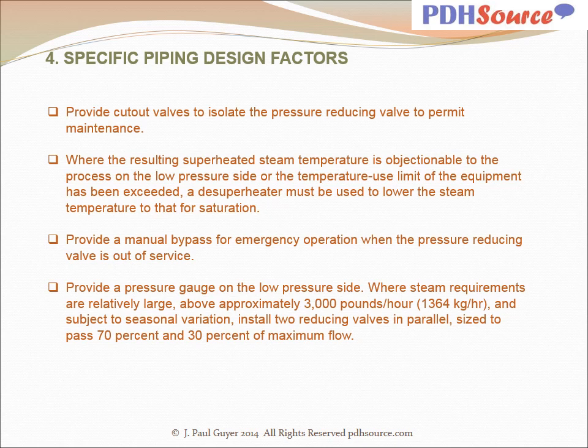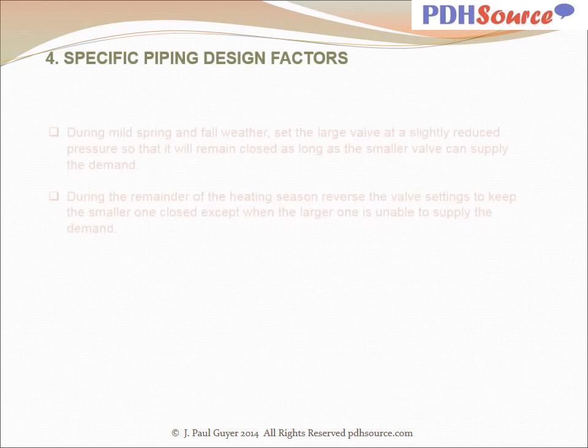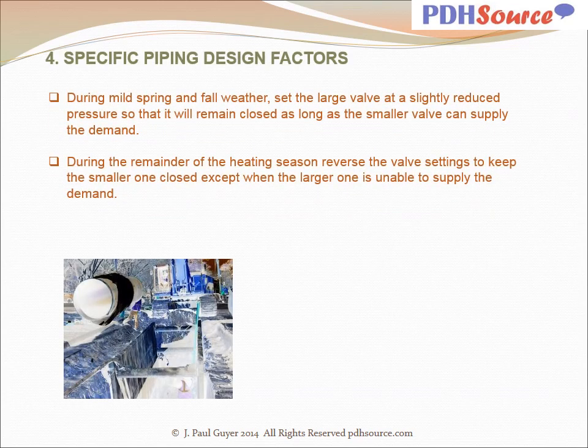Where steam requirements are relatively large, above approximately 3,000 pounds per hour, and subject to seasonal variation, install two reducing valves in parallel, sized to pass 70% and 30% of maximum flow. During mild spring and fall weather, set the large valve at a slightly reduced pressure so that it will remain closed as long as the smaller valve can supply the demand. During the remainder of the heating season, reverse the valve settings to keep the smaller one closed except when the larger one is unable to supply the demand.